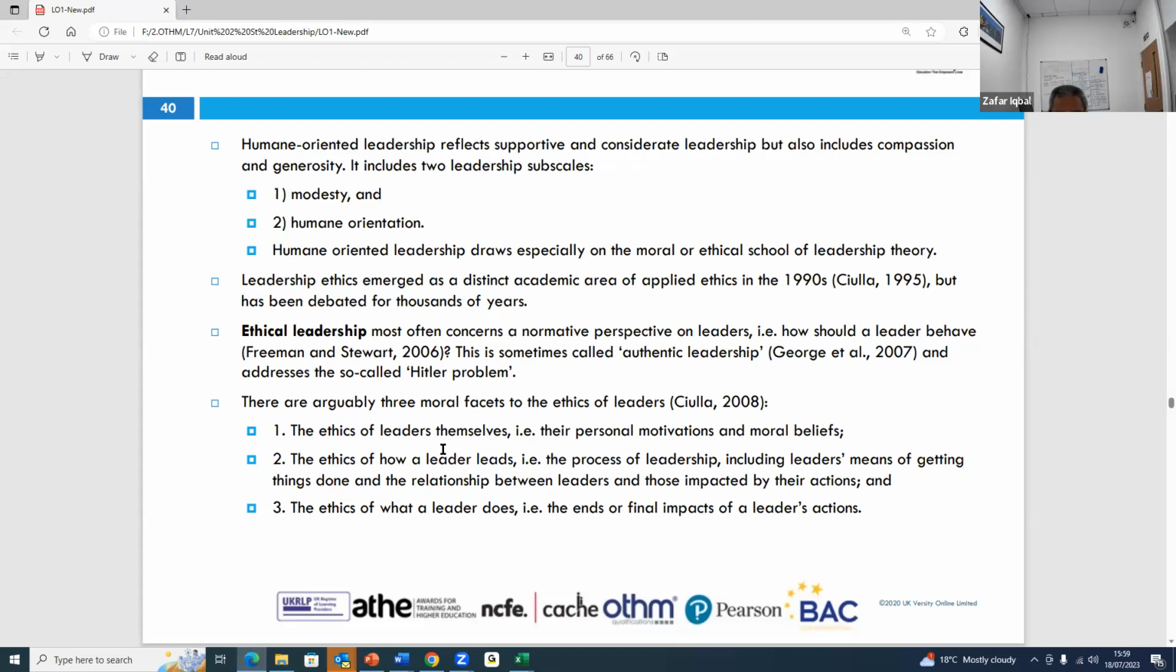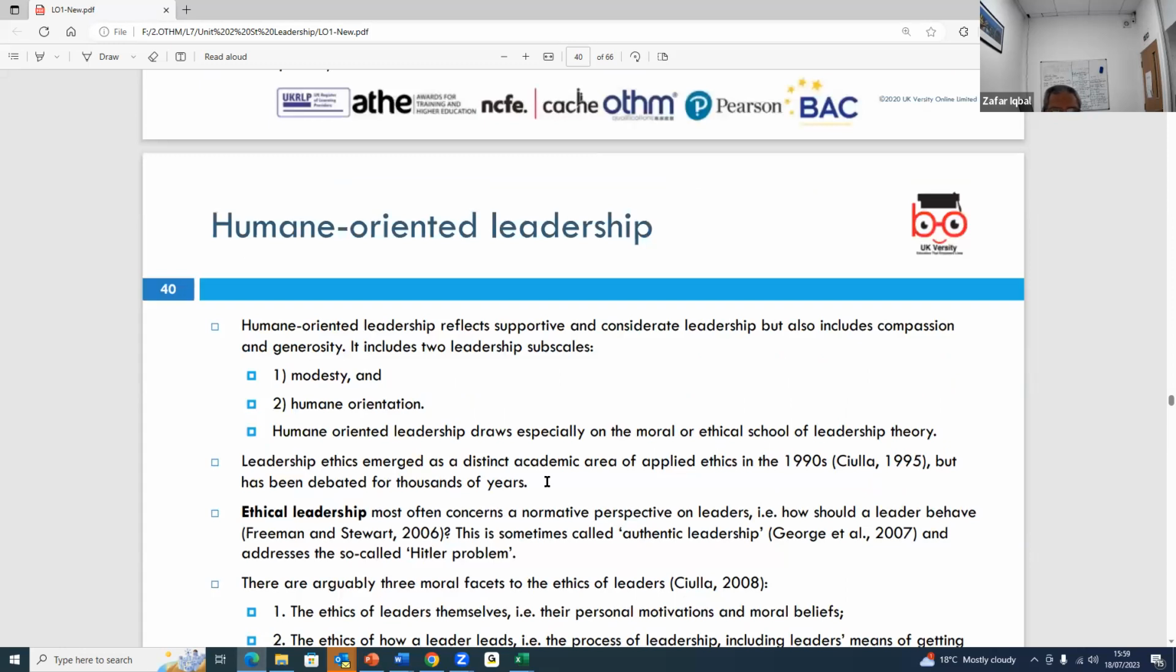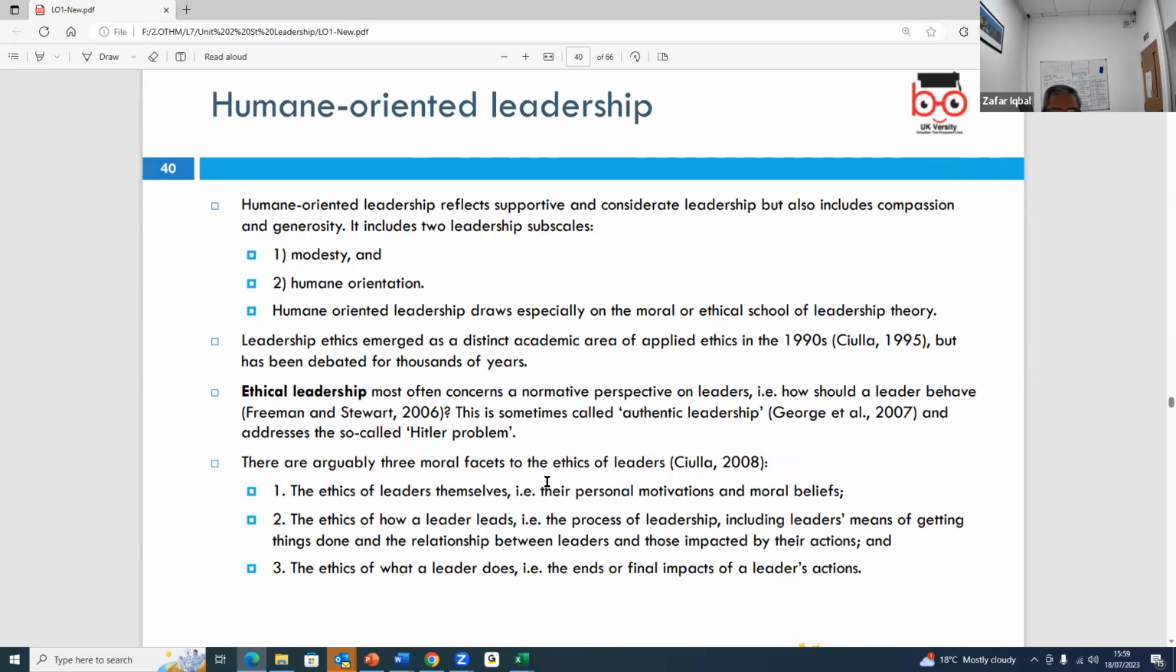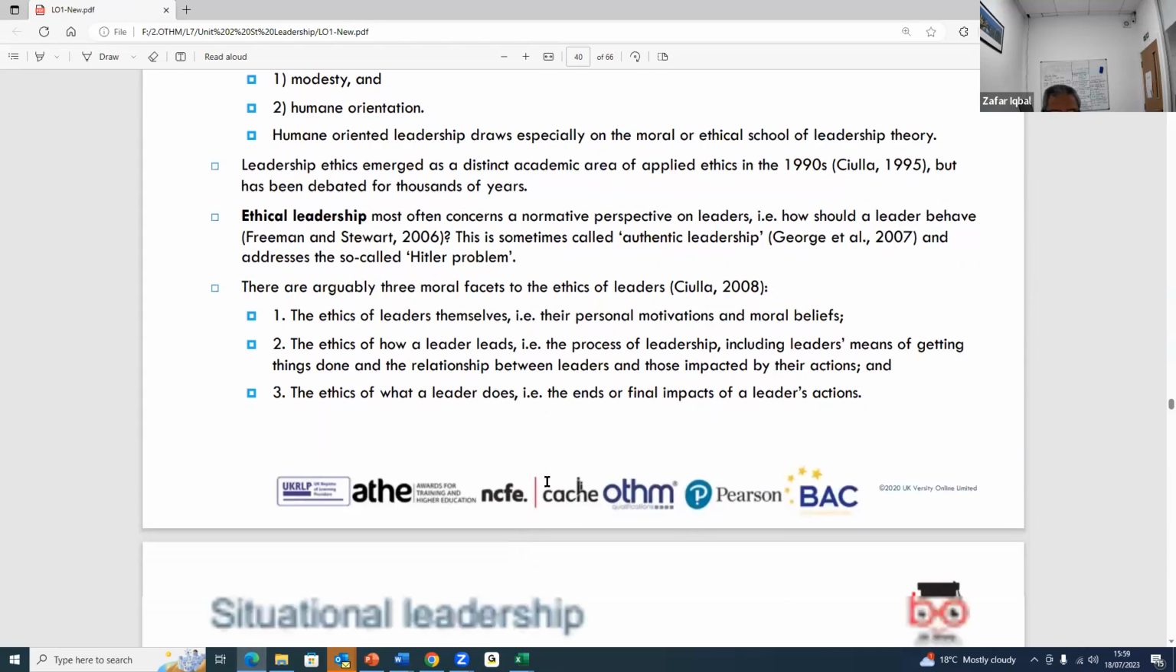Number two, the ethics of how a leader leads, and the third one, the ethics of what a leader does. Humane oriented leadership focuses on the ethics, the morality, the behavior of the leader, how he leads and how he motivates.